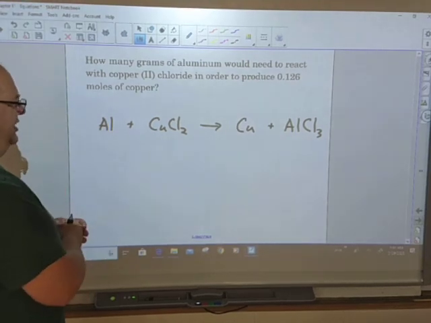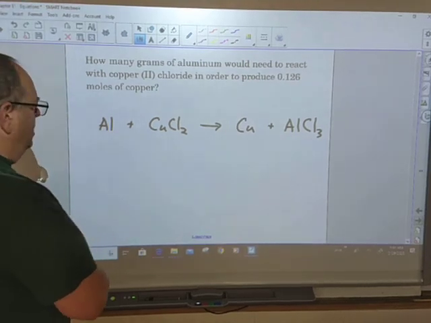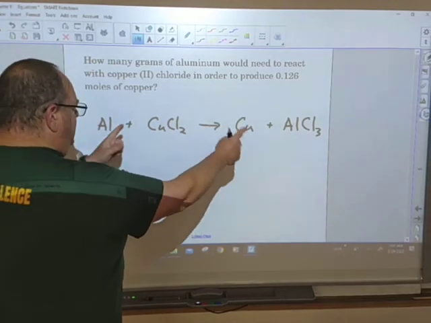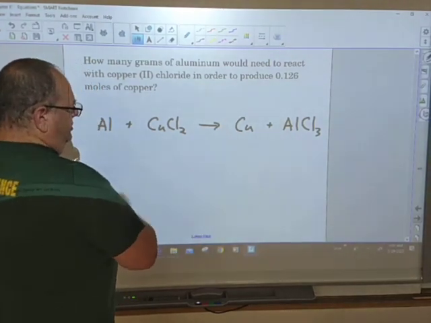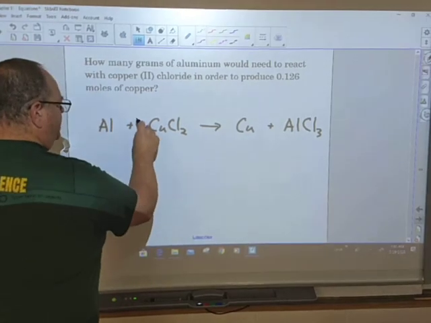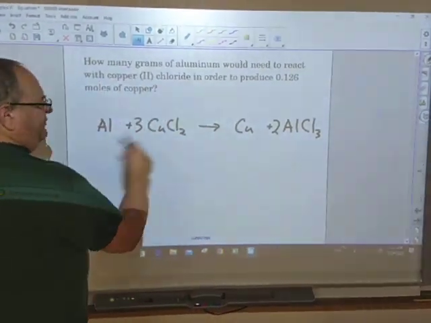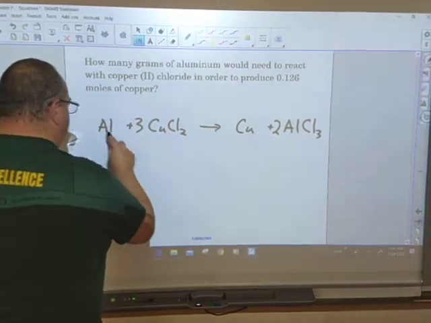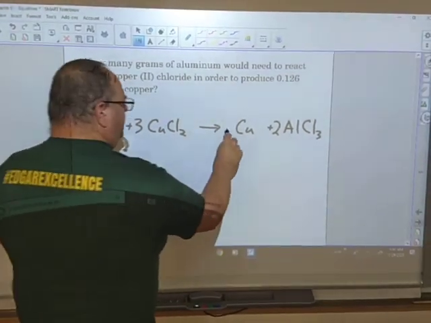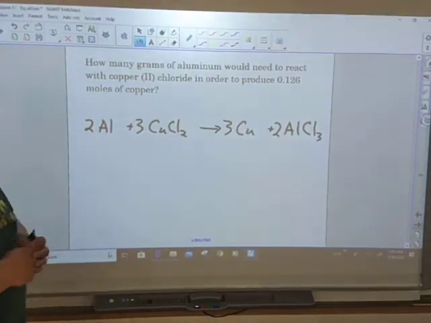Now I have to balance the equation. So right now the aluminum's okay and the copper's okay, but the chlorine isn't. Okay, I got 2 here and 3 there. So I'm going to balance that with a 3 and a 2. But then I have to fix my other ones, because now I got 2 aluminum, so I'm going to put 2 there, and 3 copper, so I'm going to put 3 there. Now I have a balanced chemical equation.